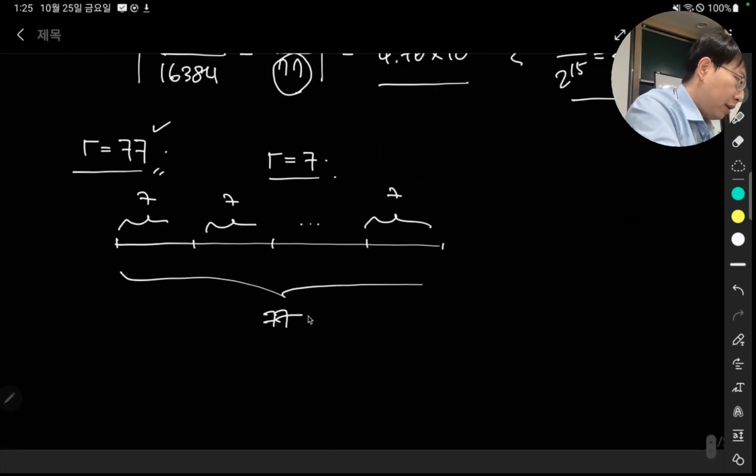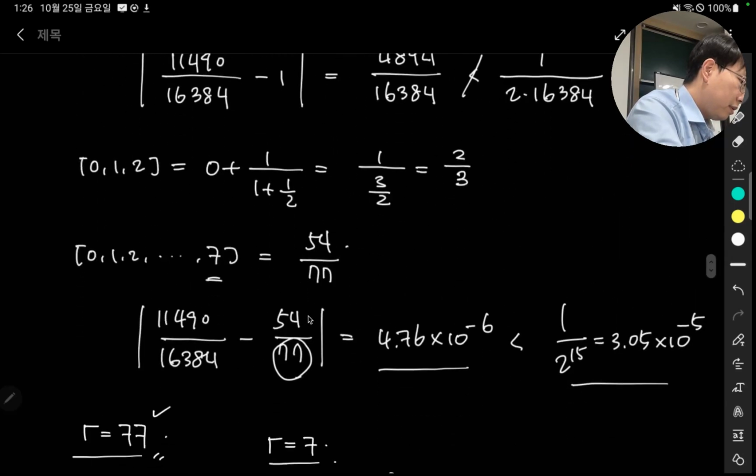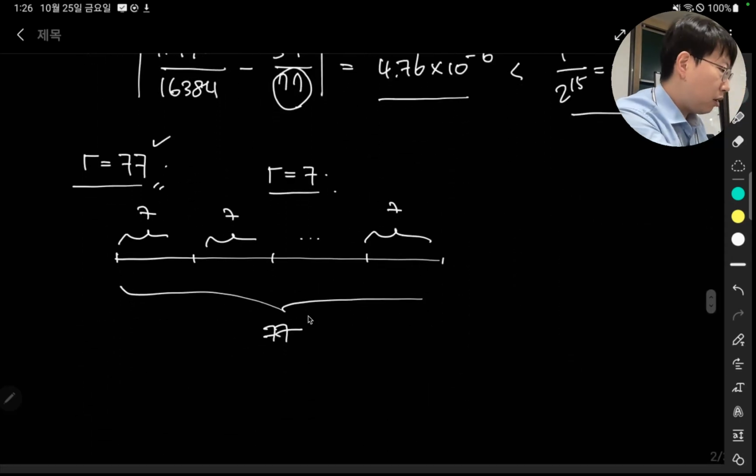Okay, so before that I think we should talk about why such a period finding method is useful in practice. Then we can talk about this continued fraction a little bit more.